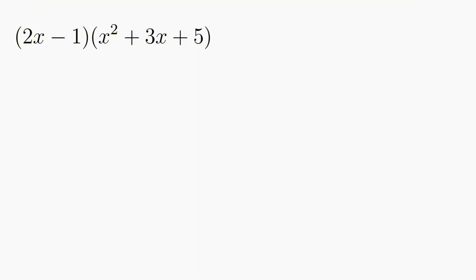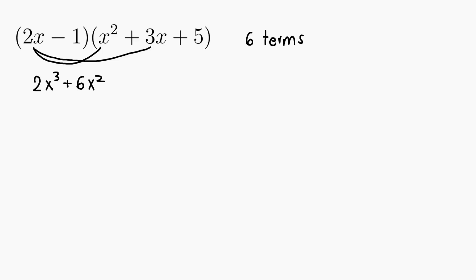For this question, we have 2 terms in this first polynomial, and we have 3 terms here. 2 times 3 terms means that we're looking for 6 terms before we simplify. Now, let's get started. We'll start with multiplying this 2x to every term here. So 2x times x squared, that gives us 2x cubed. And then we have 2x multiplied by 3x, which gives us 6x squared. And then we have 2x multiplied by 5, which gives us 10x.